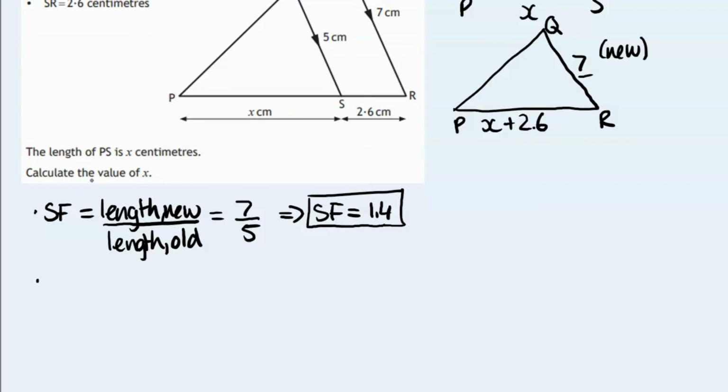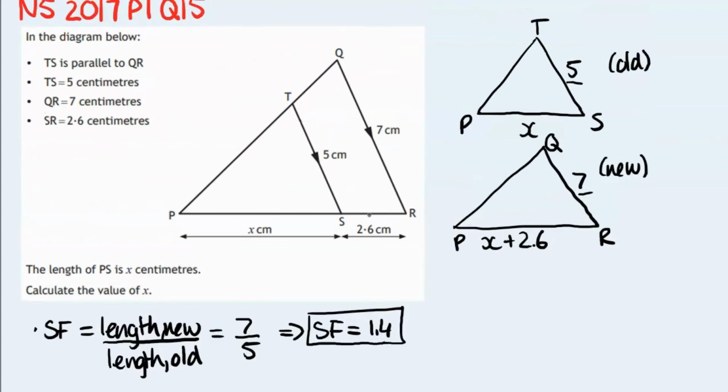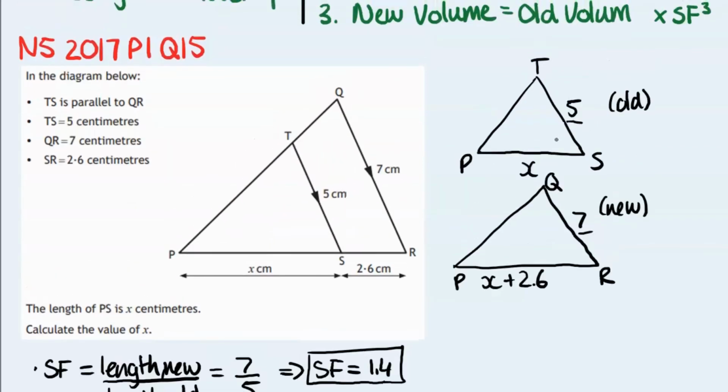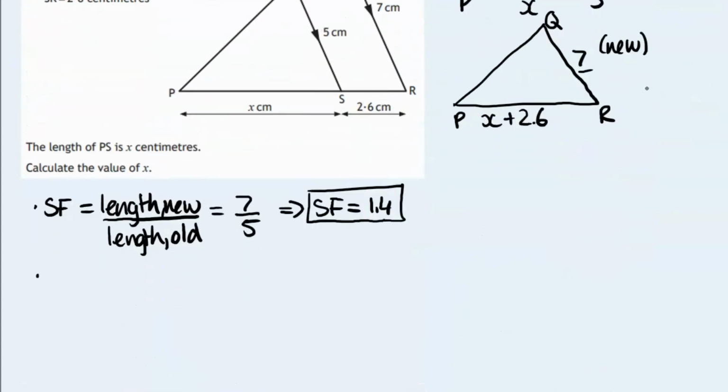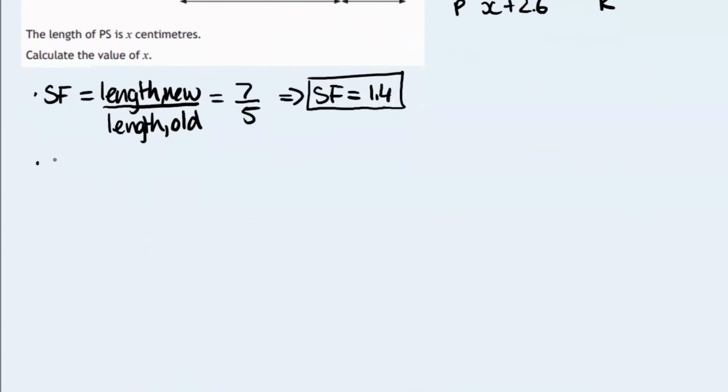So we need to find the value of x. Now, if you look at the diagram, x is just a length. We're not talking about volume, we're not talking about area. So that implies we're going to have to use this equation here. New length is equal to old length multiplied by the scale factor. So let's have a go at writing that. New length is equal to the old length multiplied by the scale factor.